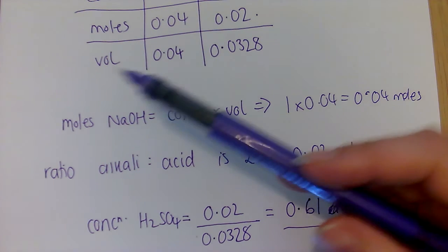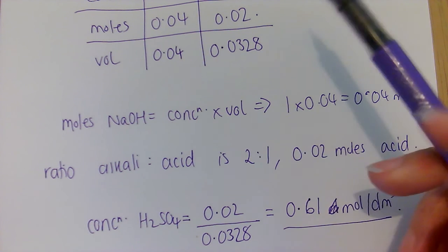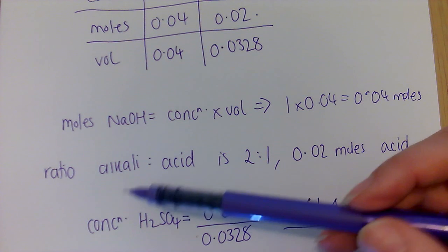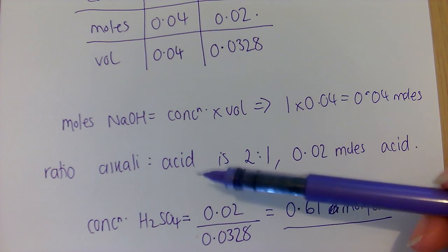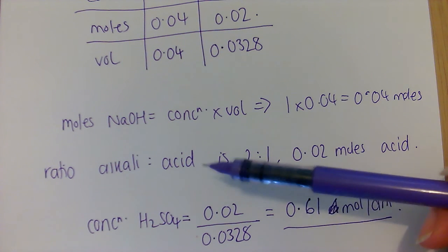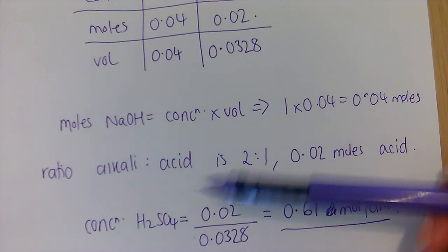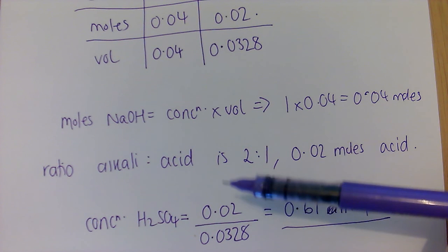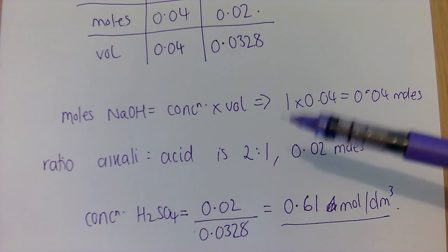The important things to remember: convert your volume to decimetres cubed, make sure you've done a balanced symbol equation. You can't assume that the ratio of acid to alkali is 2 to 1, particularly on the triple paper and particularly higher tier. That's how they're going to push that grade 8 and 9 barrier for you.